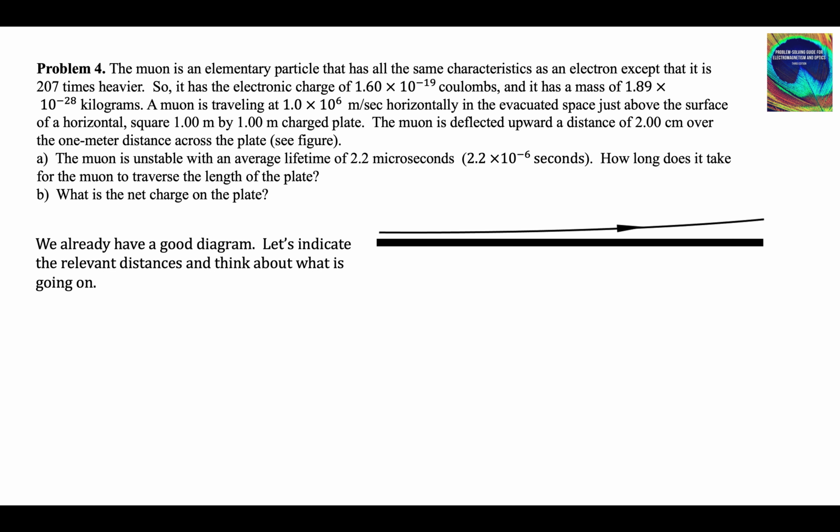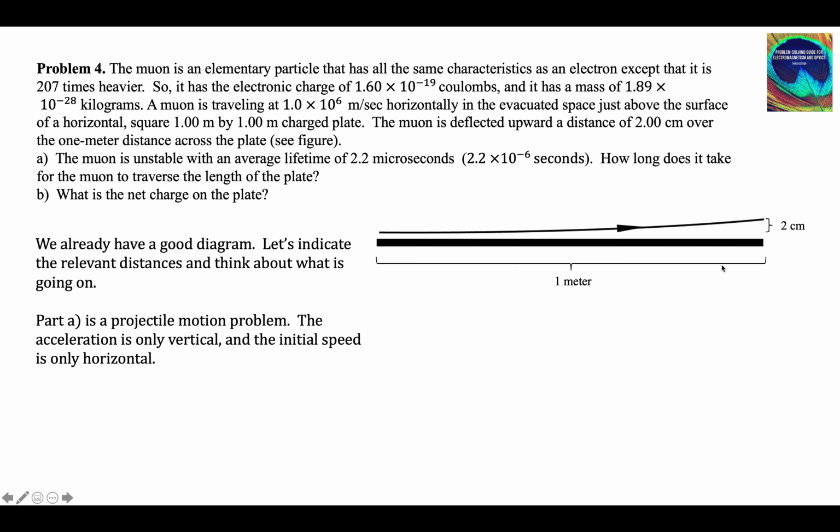There's a good diagram that came with the problem. Let's put the distances on there just to mark them out. So that's the 2 centimeter deflection, and that's the 1 meter plate. Now remember, it's a square. It looks like a cross-section of a circular plate, but it's a square plate. This is a projectile motion problem. Acceleration is only vertical. The initial speed is only horizontal, somewhat similar to gravity.